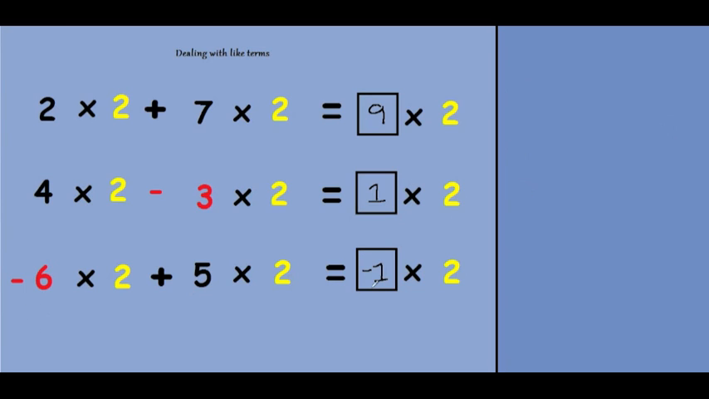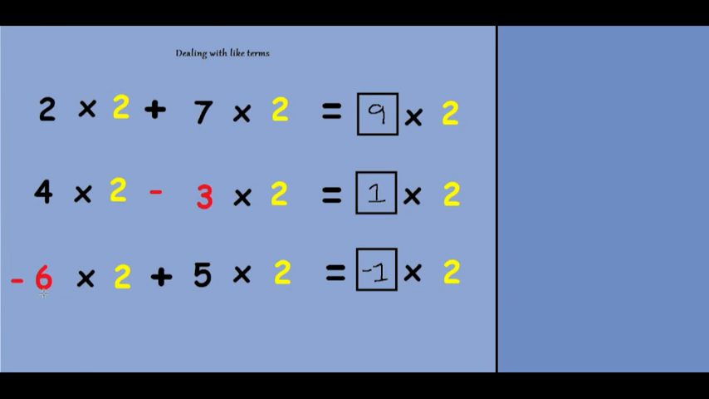Now the same thing will happen here as well. If you have negative 6 lots of the number 2 and you add positive 5 of them on, you will still have negative 1 lot of 2. And if you don't believe me, you can draw up your own diagram.